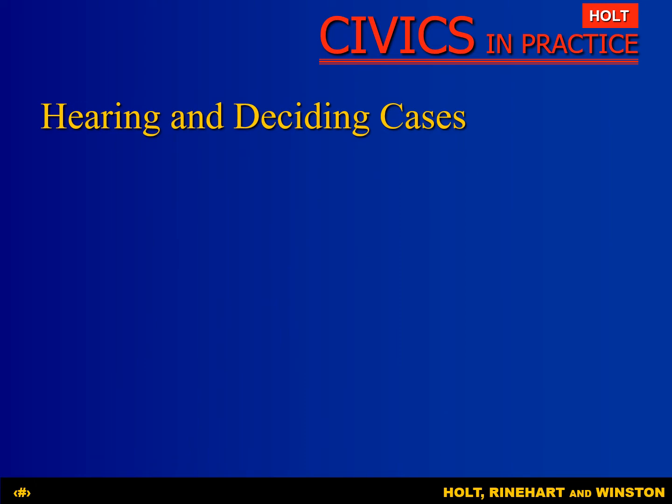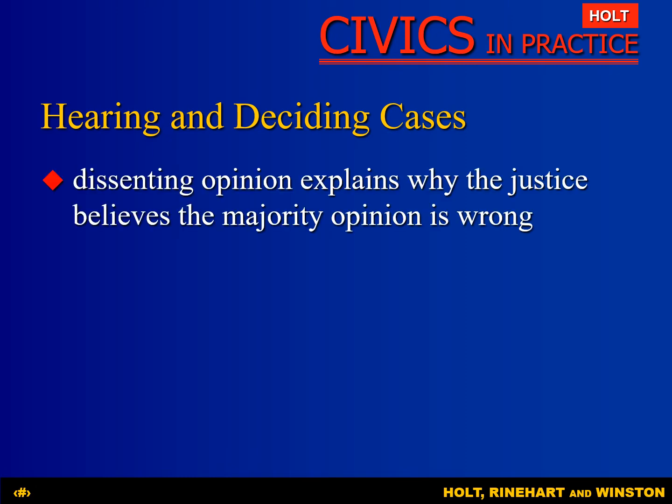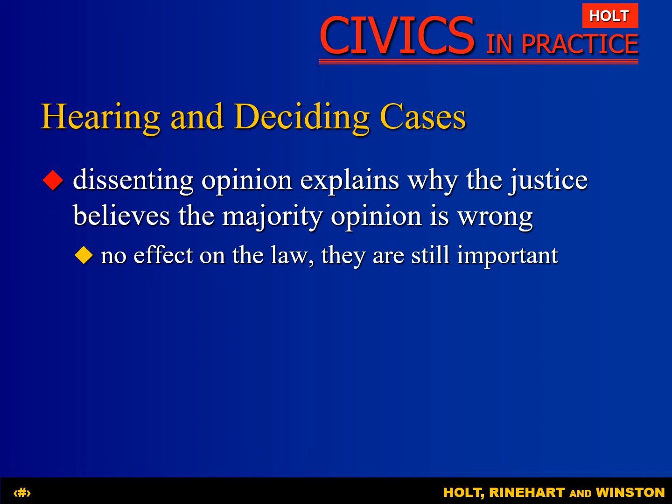If a justice disagrees with the main opinion that the Supreme Court has come up with, so they're in the minority, the less than 5 justices, they can also write a dissenting opinion. And the dissenting opinion explains why the justice believes that the majority opinion is wrong. This opinion has no effect on the law, but they are still important.